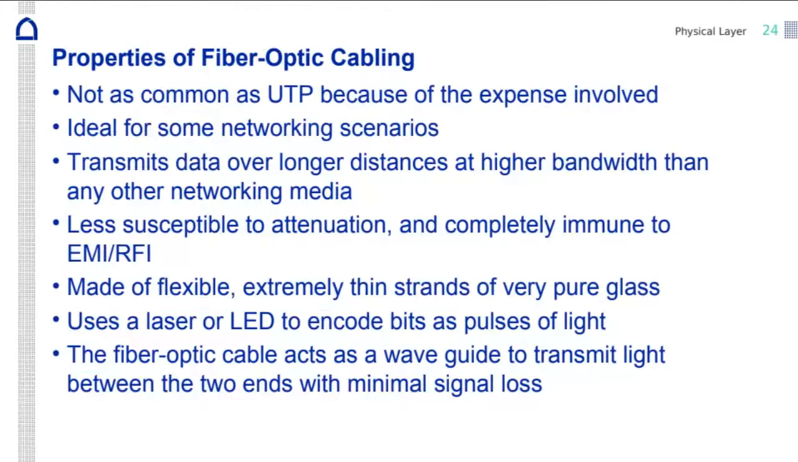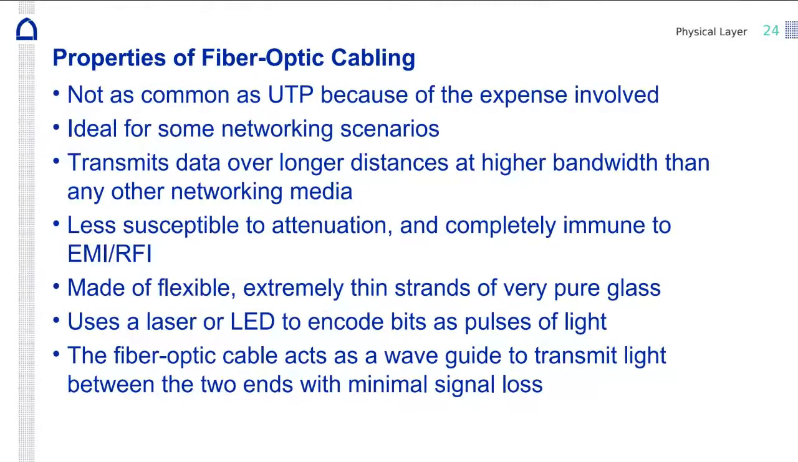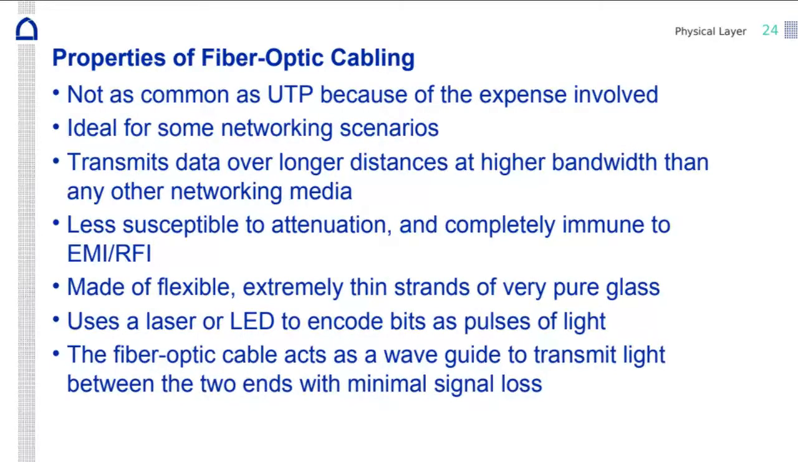Another type of cabling is fiber optic. It's not as common as UTP because it's more expensive, but it is ideal for some network scenarios. It can transmit data over long distance, and it provides higher bandwidth. It is less susceptible to attenuation, and it is completely 100% immune to EMI and RFI. That's why fiber optic is a good medium.